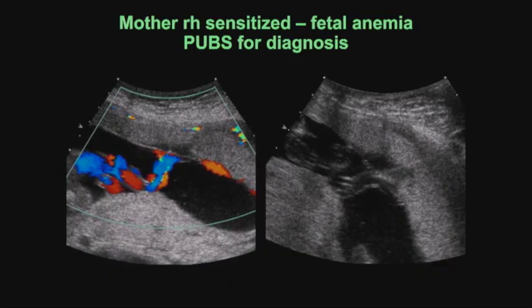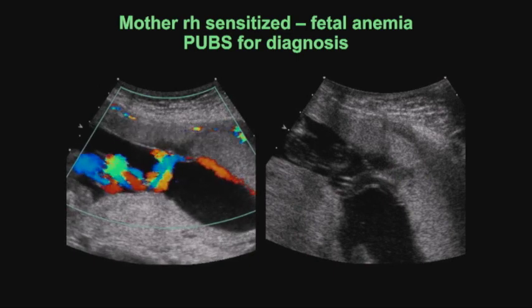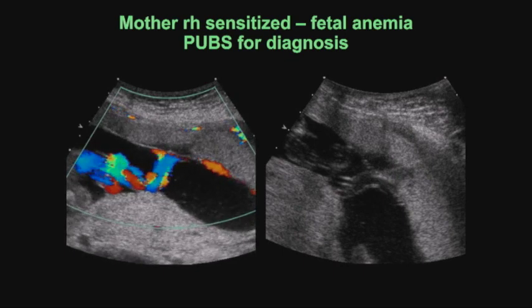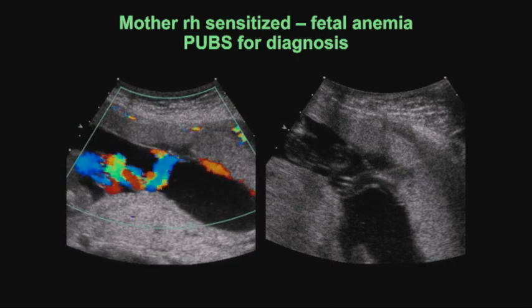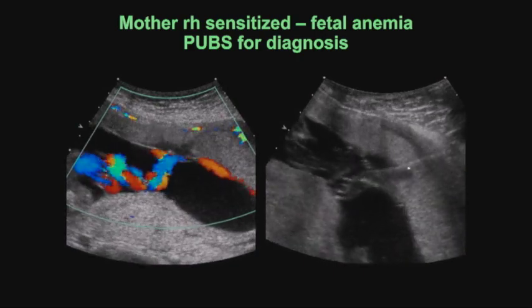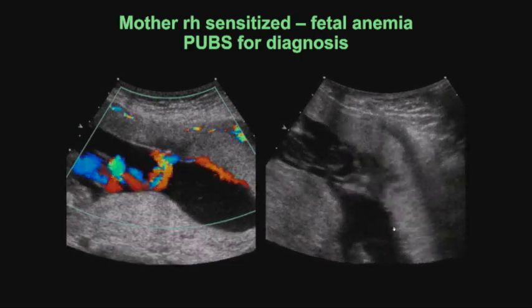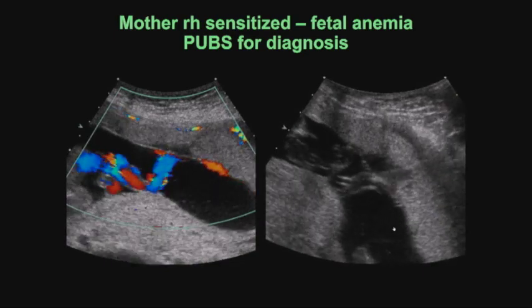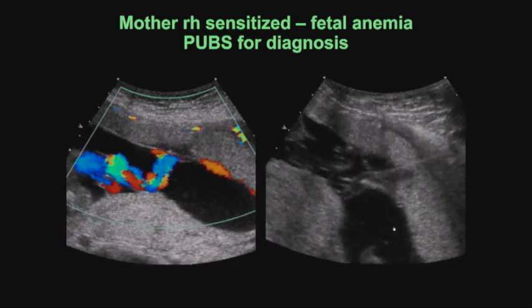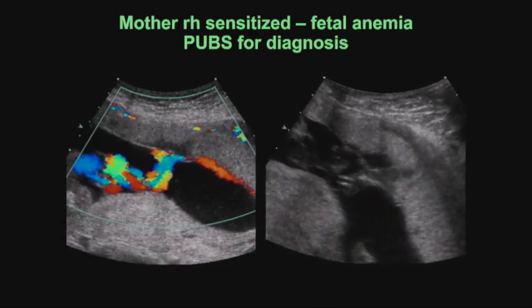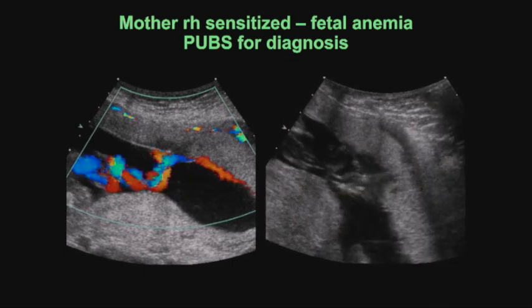So here we have a pregnancy where the mom is Rh sensitized, the fetus was presumed to be anemic based on the middle cerebral artery peak systolic velocity, and so we're doing a percutaneous umbilical blood sampling for diagnosis. And here we can see we've guided the needle through the maternal abdomen, the uterus, the placenta, into the umbilical cord, right at the umbilical cord insertion into the placenta. This is a very safe place because we haven't punctured the wall of the umbilical cord, so we won't have any seepage of blood into the amniotic fluid.